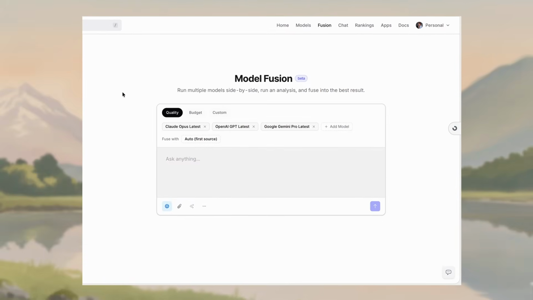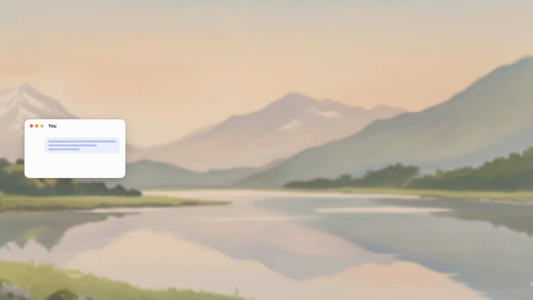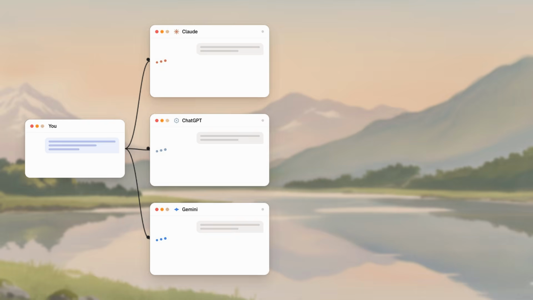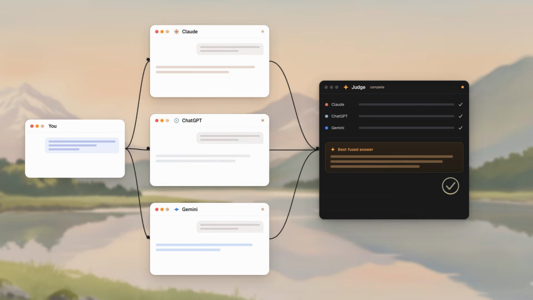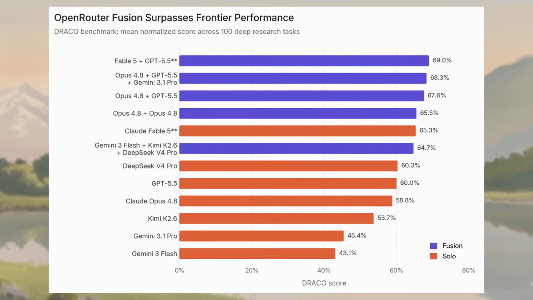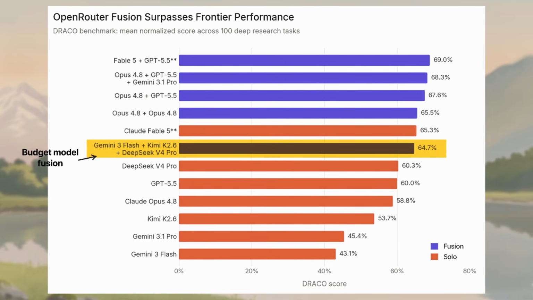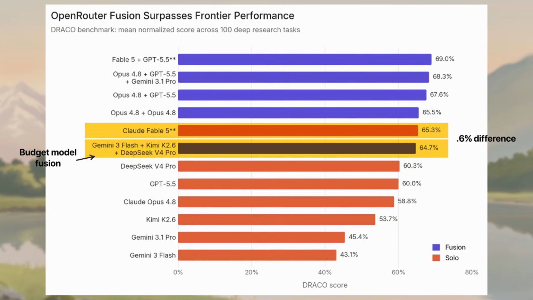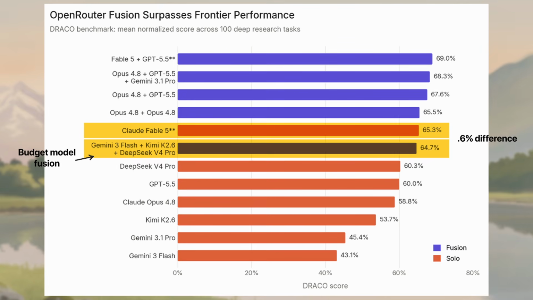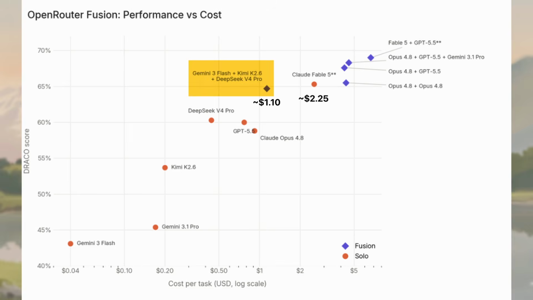This is OpenRouter Fusion. Instead of sending your question to one AI model, it sends it to a panel of them, and then has a separate model act as a judge and fuse together the best answer out of all of them. On a hard research benchmark, a panel of 3 budget models matched Claude Fable-5, which is the model everyone on the internet has been talking about, and the US government just restricted because they said it was too powerful. And it matched it at about half the price.